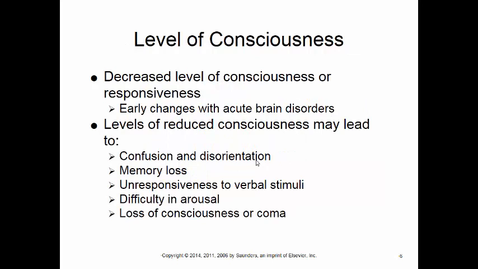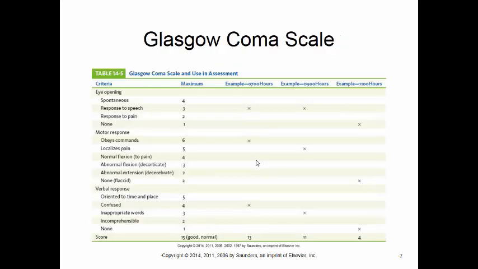The next thing we need to talk about is level of consciousness. Decreased level of consciousness or responsiveness is prevalent in a lot of acute brain disorders. So what we see is the level of consciousness changes with these acute, very rapid brain disorders. With a reduced level of consciousness, we're going to see things like confusion and disorientation, memory loss, unresponsiveness, difficulty in arousal, and loss of consciousness leading to coma, and even brain death.